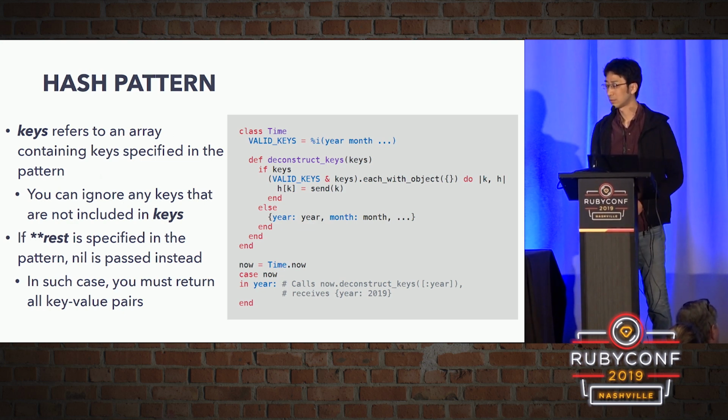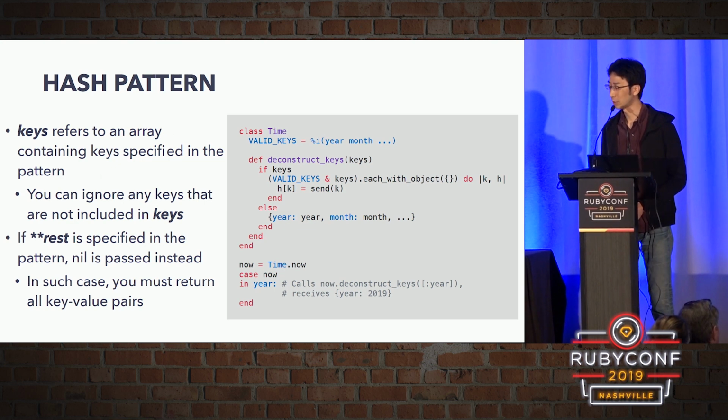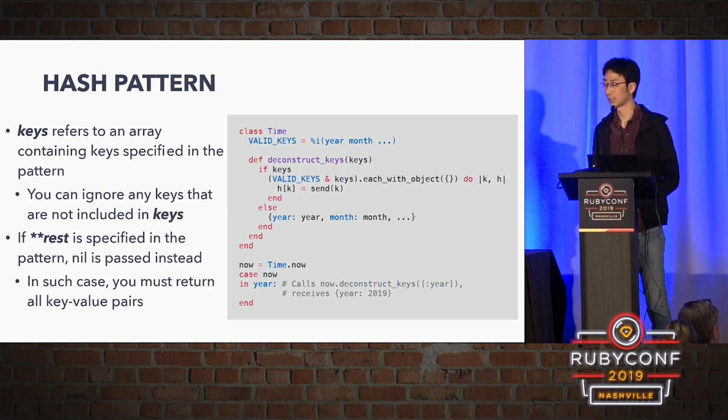And we should note that if there is a rest keyword, a rest variable, in the pattern, nil is passed instead as keys. So in such a case, you must return all key-value pairs.